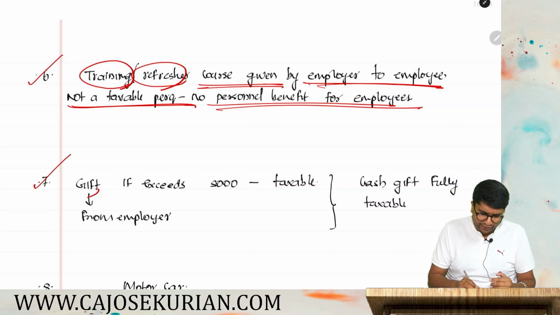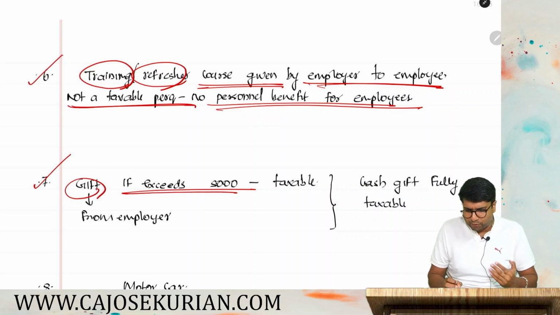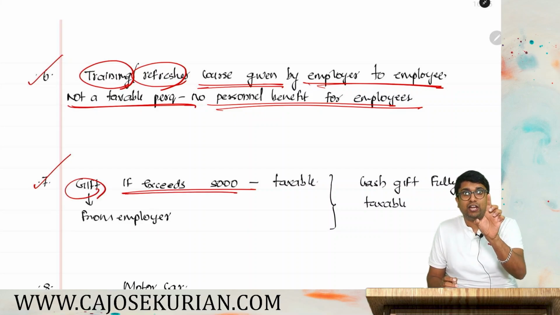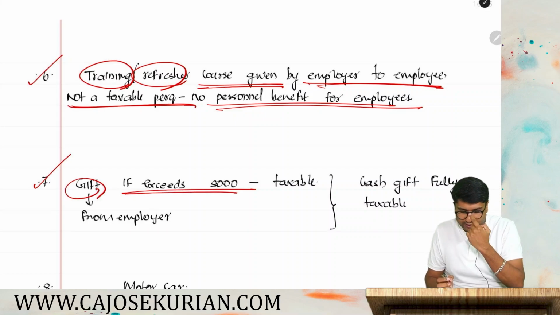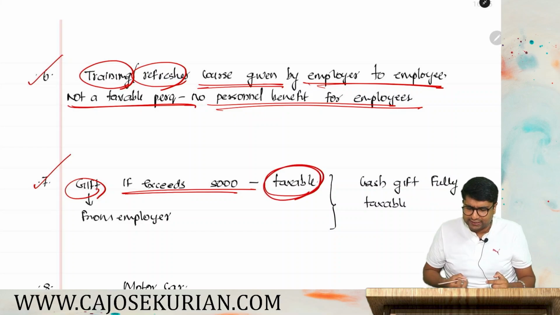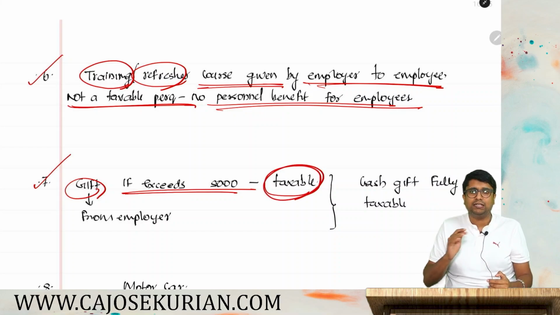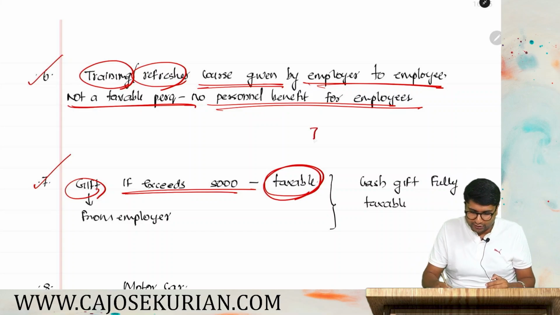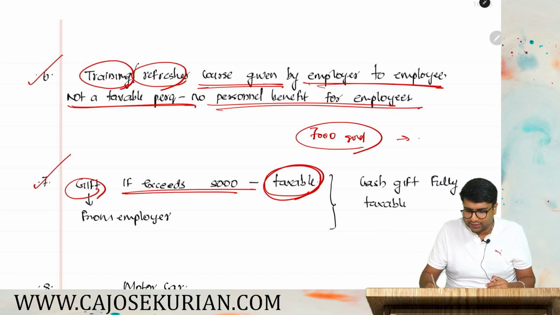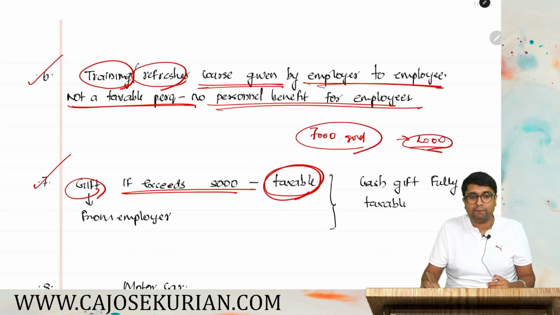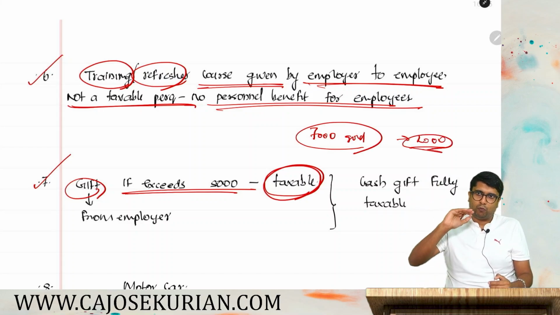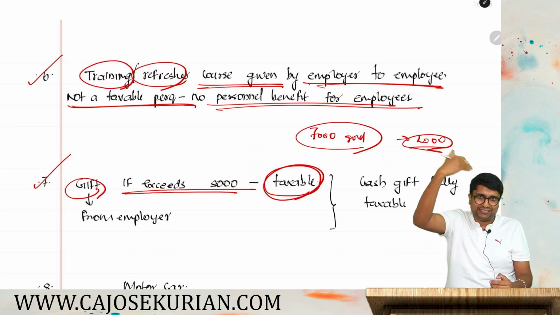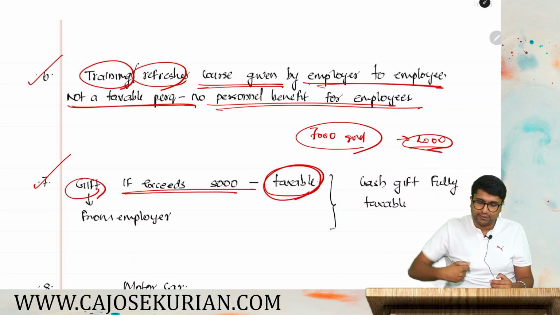Next one is gift. If the employer gives any gift to the employee and the value of the gift exceeds 5,000, only the excess shall be taxable. Say for example, the employee conducted a birthday party. The employer gives a gift worth 7,000, a gold ring worth 7,000. 2,000 shall be taxable in the hands of the employee. So whatever the value of the gift, if it is in excess of 5,000, only that excess shall be taxable in the hands of the employee.